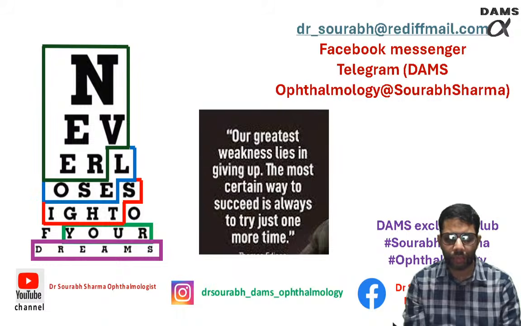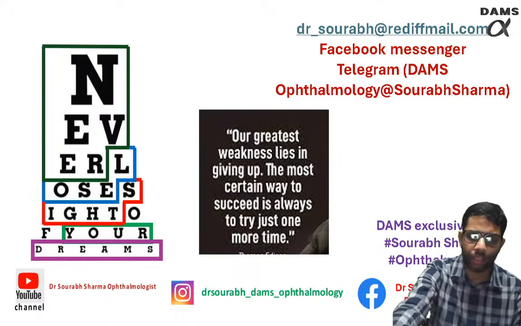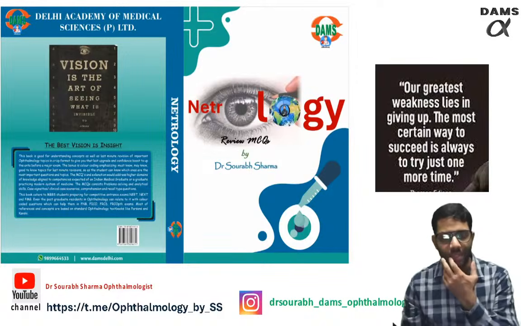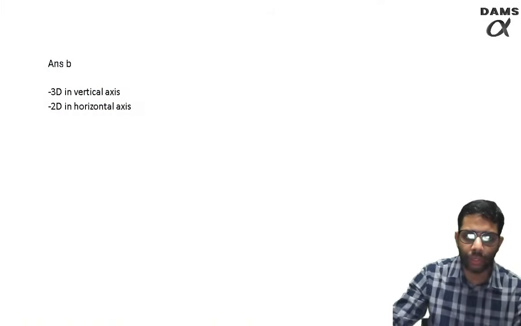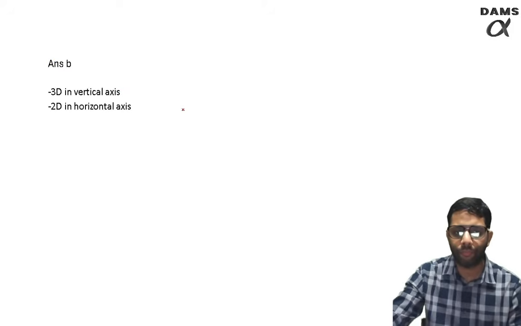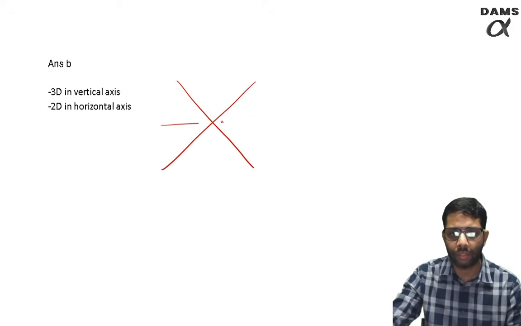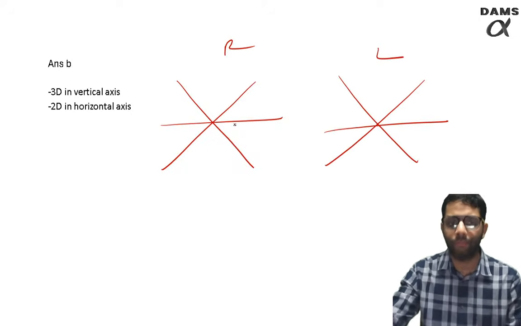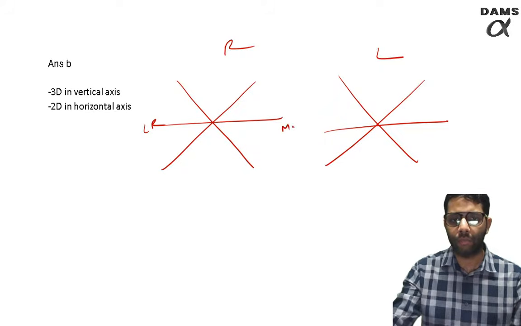Hering's law: it is working in both eyes, first thing. And Hering's law tells about yoke muscles. Now whenever there is a squint question, I always say a squint question can be solved by making a cross like this. This is a patient standing in front of you. This is the right eye, this is the left eye. This is LR, MR, because they work only in the horizontal axis.